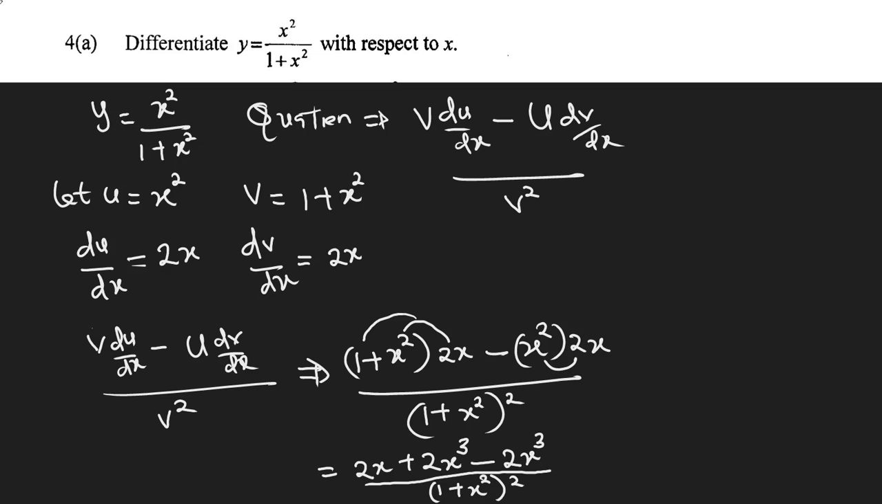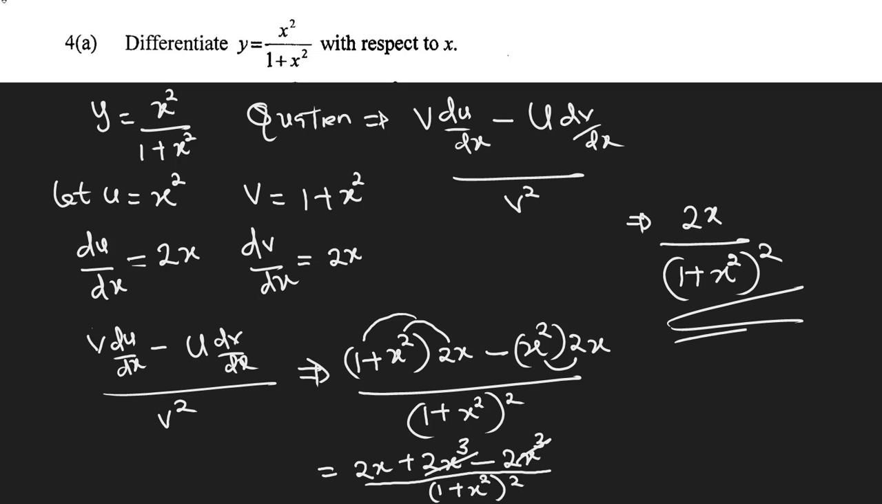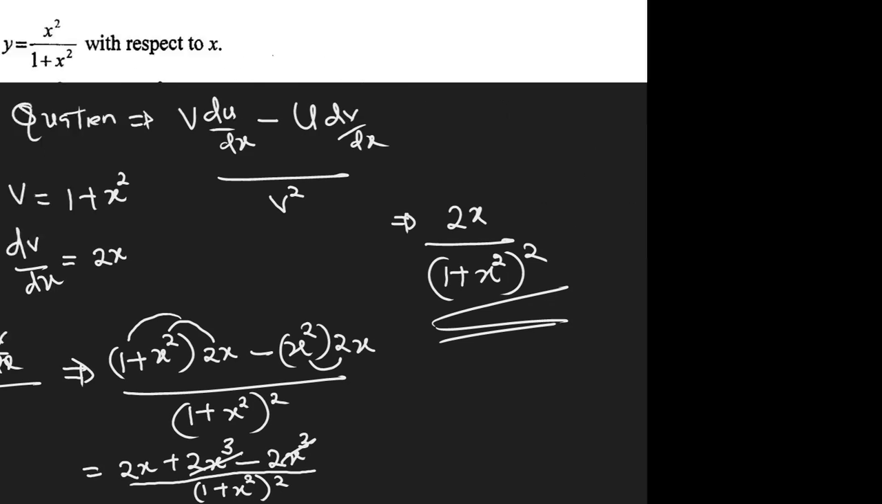So if we have this, we are going to have something like this, which is equal to, look at this one here and this one here are the same. So we have 1 minus 1 is 0. So 2x to the power of 3 minus 2x to the power of 3, of course, is going to be 0. So we'll be left with 2x over 1 plus x squared all squared. So this is the answer. Very, very simple. So if you're confused, you can pause the video and watch again. Let's move to the next question.